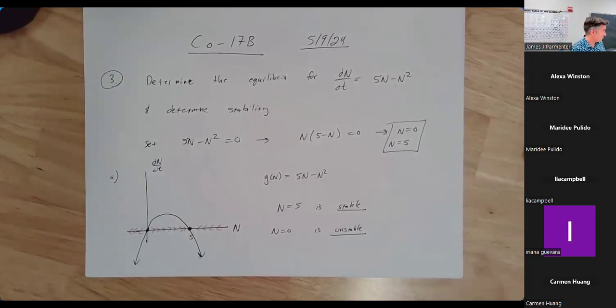That's how I would do the first part, using the graphical method. So if the arrows point towards your equilibrium, it's stable. If the arrows point away from equilibrium, it's unstable. And I think that's all you really have to say.